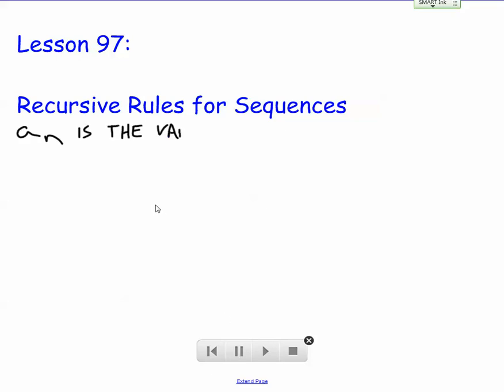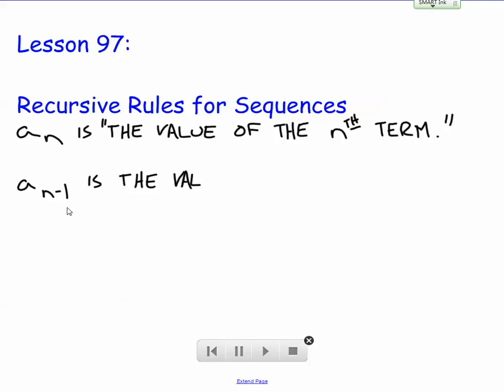A sub n like this is used to represent the value of the nth term in a sequence, and we've seen that already. So a sub n is the value of the nth term. Now, if we have a sub n minus 1, that's going to represent the value of the term before the nth term. I'll just say the previous term. So right there off the bat, I can understand a little bit of confusion out of you here, but a sub n is the value of the nth term. A sub n minus 1, we're just going to say that that's the value of the previous term.